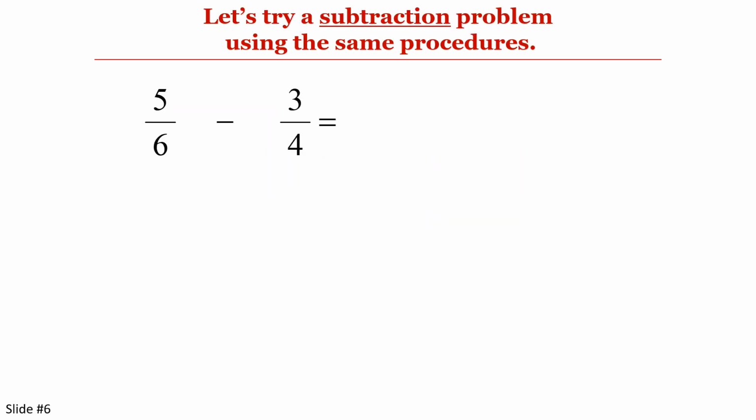Let's try subtraction using the same procedures. The common denominator in this case is 12. Now you could have used 24, but that wouldn't be the least. We always want to go with the least because it makes the arithmetic easier. So we write each of these fractions out with 12 in the denominator, leaving the numerators blank.